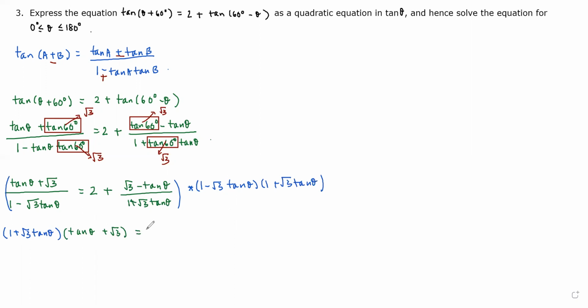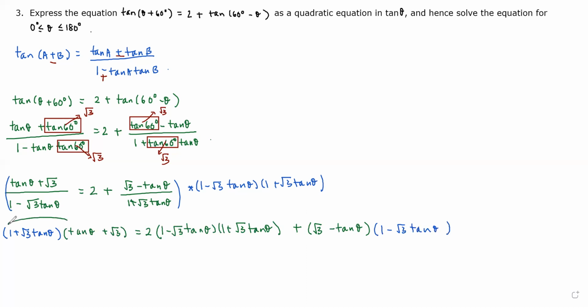On the right side, that 2 has to be multiplied by this entire expression. You have 1 minus root 3 tangent theta, 1 plus root 3 tangent theta. This second term here has a denominator 1 plus root 3 tangent theta. Upon multiplication, the numerator stays root 3 minus tangent theta, and the denominator, you multiply and you have 1 minus root 3 tangent theta.